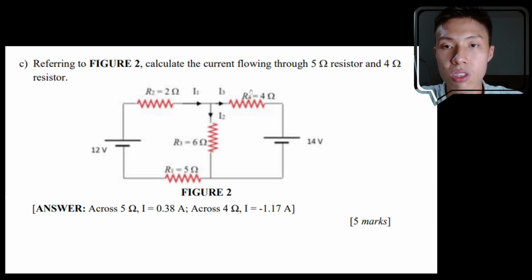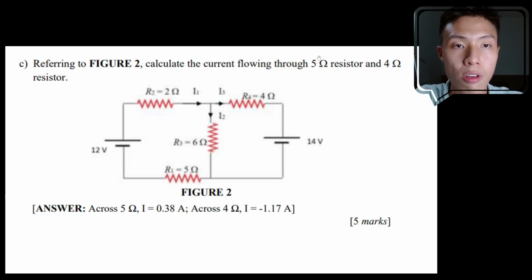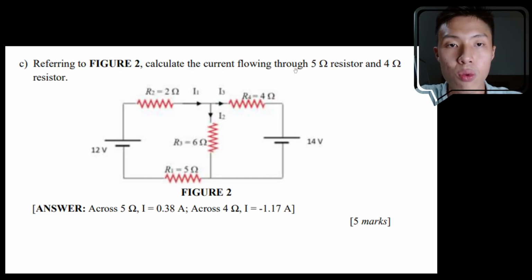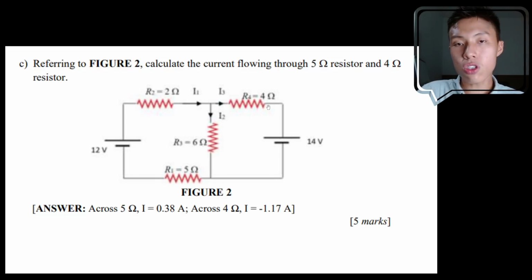Now they're interested in finding the current flowing through the 5 ohm resistor, which is the current flowing through this portion of the circuit, and the current flowing through the 4 ohm resistor, which is the current flowing through this portion of the circuit. We are going to solve this problem using Kirchhoff's rules because this question involves multiple sources of EMF, or multiple batteries as we call it.